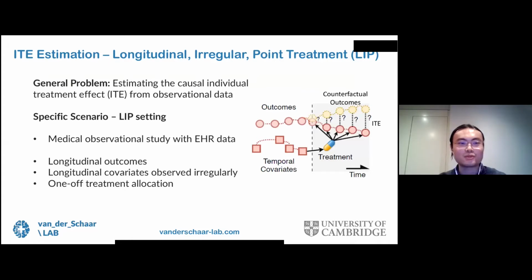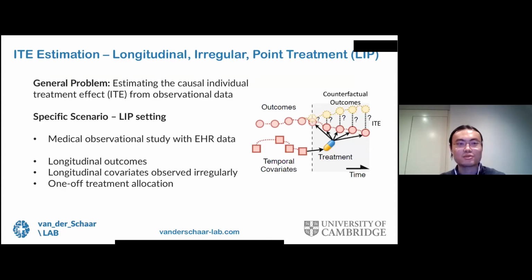The general problem we consider in this work is ITE estimation, or estimating the causal treatment effect from observational data. This problem setting is different from the conventional randomized controlled trial setting, where the treatment is randomized and allocated in an unconfounded fashion. The challenge we have in this work is that observational data contains so-called confounding bias, and we need a proper method to adjust for these biases.